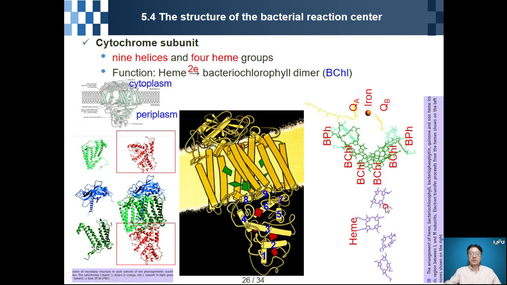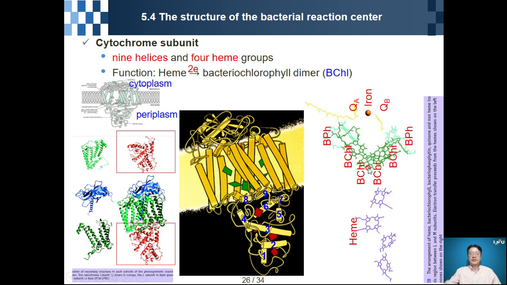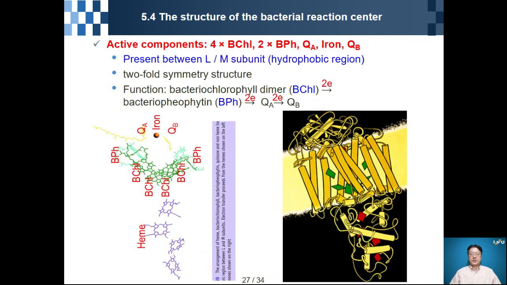So the main function of the cytochrome subunit is to transfer the electron to the bacterial chlorophyll dimer. Okay, next. The active component is composed of the 4 bacterial chlorophylls.